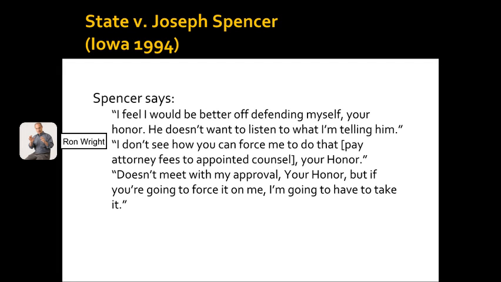Let's start with a case study in the exercise of Faretta rights. State v. Spencer. Spencer was arrested for growing marijuana. He wants to fight the charges. He's got a retained lawyer, Mock. Mock is willing to go forward with the case on Spencer's terms. He's going to fight it, doesn't want to plead it.